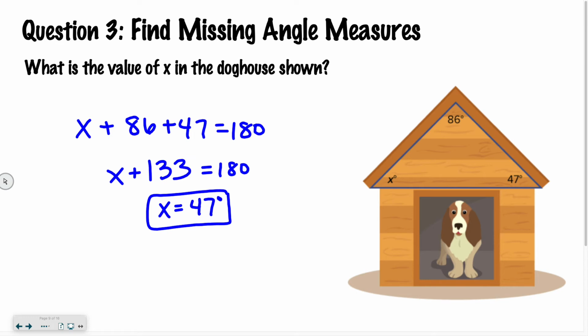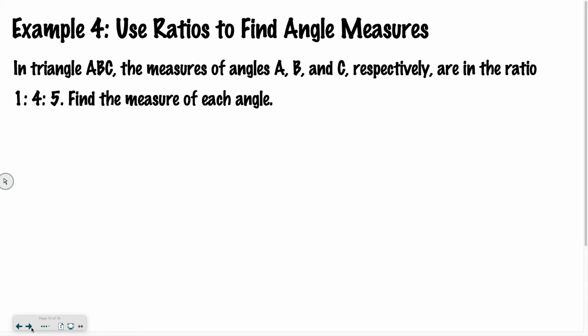Okay, for this problem, hopefully you set it up, x plus 86 plus 47 equals 180, and then you ended up with x equals 47 degrees. If you have questions about that, please be sure to reach out for some help. I am happy to help you. Well, let's move on to the next example.